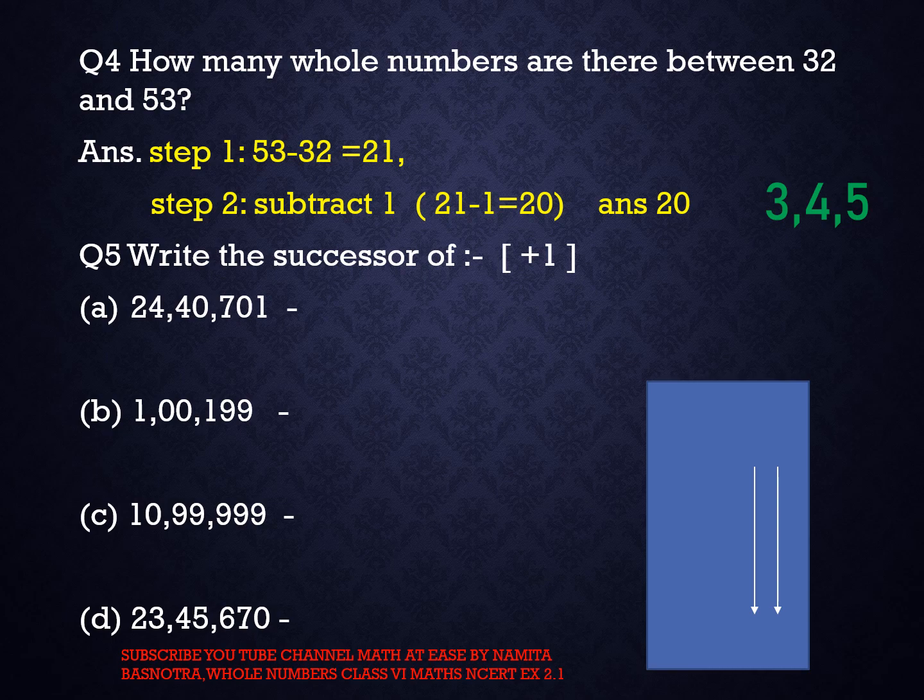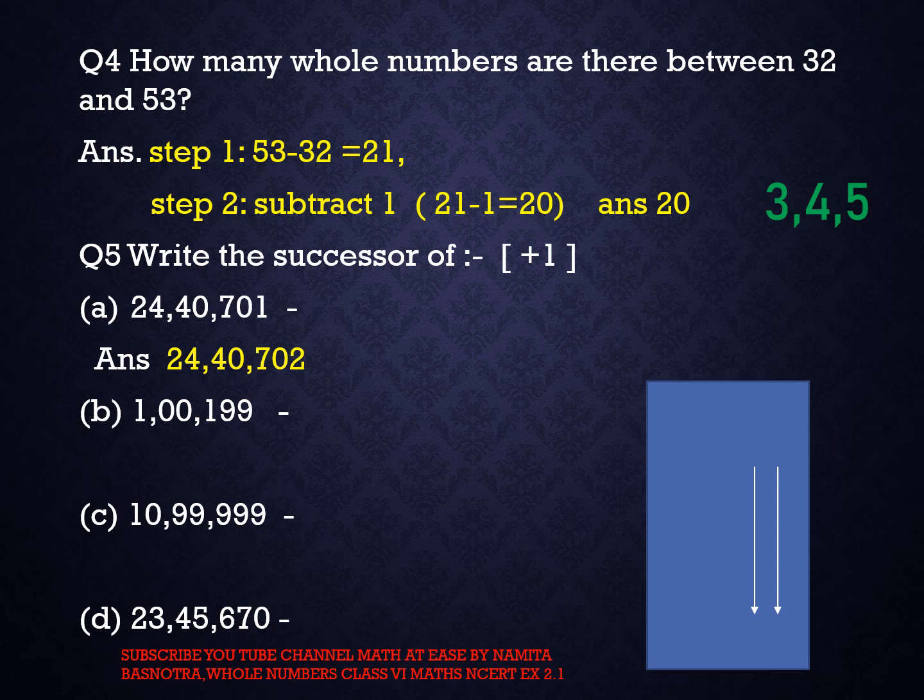So when we say counting 3, 4, 5, we get only 1 whole number in, right? So let's do question number 5, and it says write the successor of, which means you have to add 1 to the number. So for the first A part, which is 24,40,701, in class 6 you will be doing the large numbers. When you have 1 as a digit at the ones place, it is very easy. After 1 comes 2, so we will simply write 24,40,702.